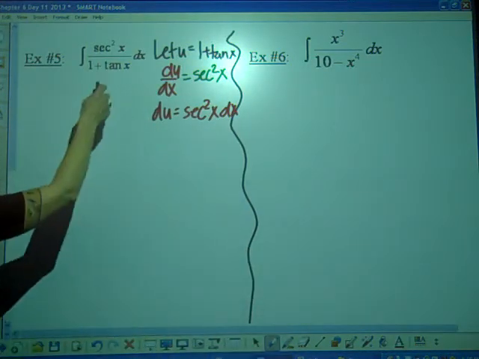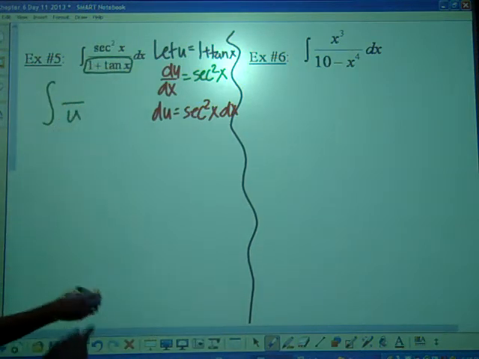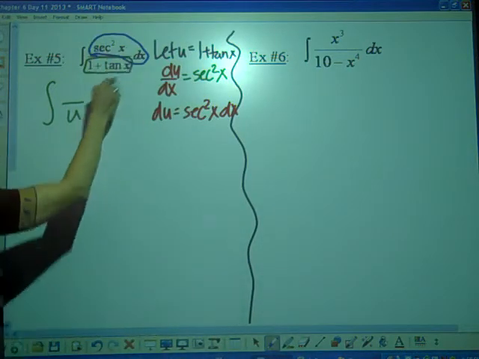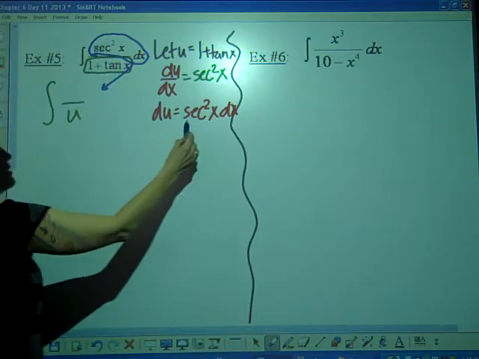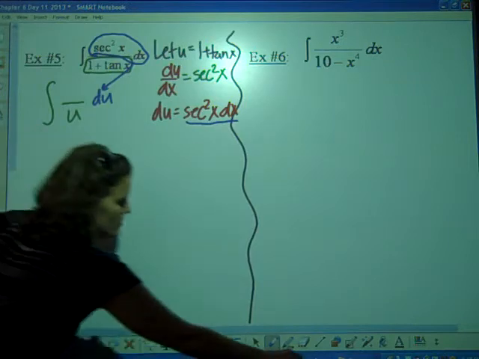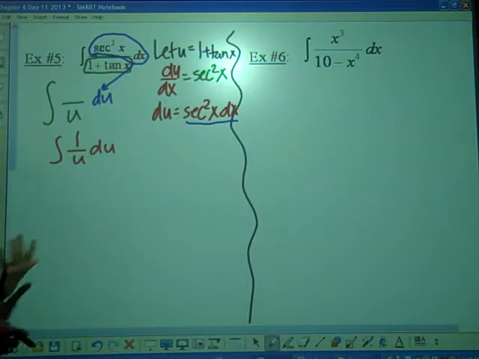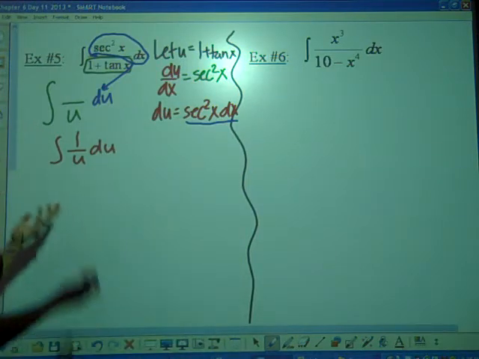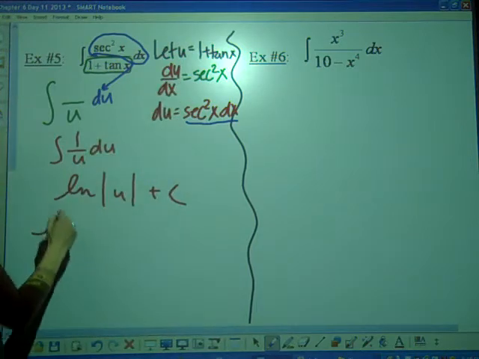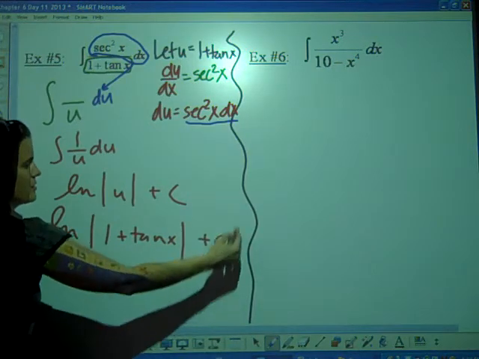Now you're trying to rewrite this problem all in terms of u. This right here was a u. So far I have the integral of something over u. And then secant squared dx was sitting up here. So I need to figure out what secant squared dx equals. Secant squared of x literally just equals du. So all this problem is the integral of 1 over u du. So this problem is the exact form of the reciprocal function. So the integral of 1 over u is just the natural log of the absolute value of u plus c, plug your u back in. So the natural log of 1 plus tangent of x, absolute value, plus c.